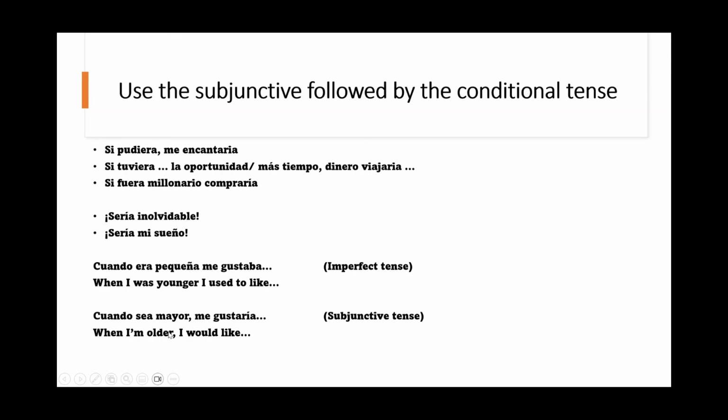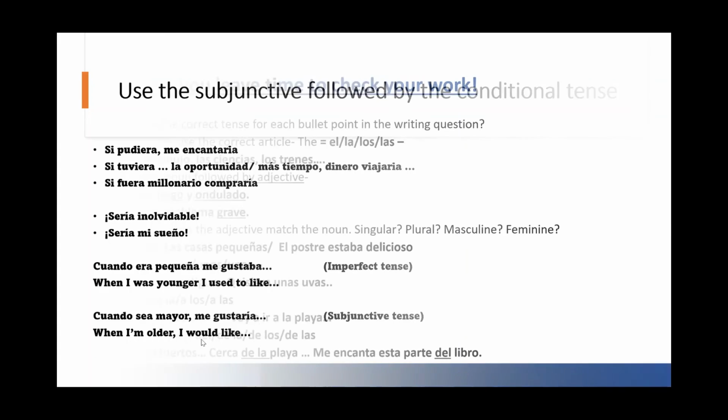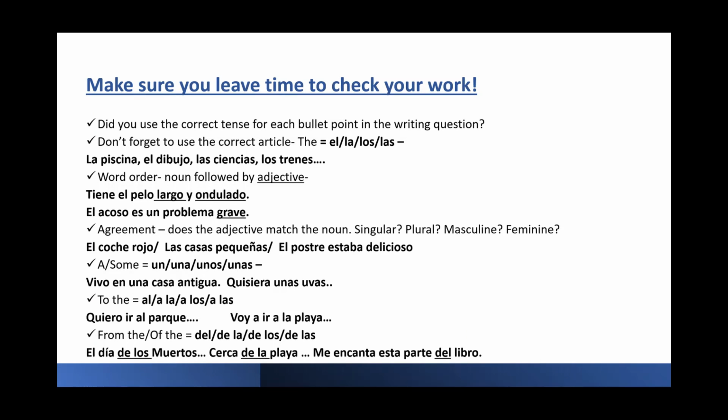Again, you might be able to use it in your writing as well. And it's worth you memorizing both these. Cuando sea mayor, cuando era pequeña. Yeah, when I was younger, when I'm older. Bien. So make sure you leave time to check your work.